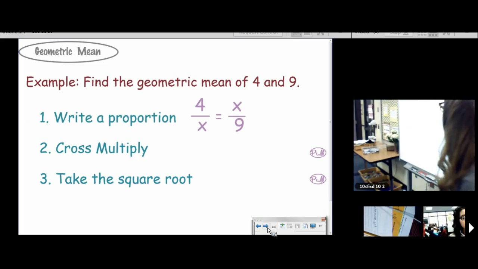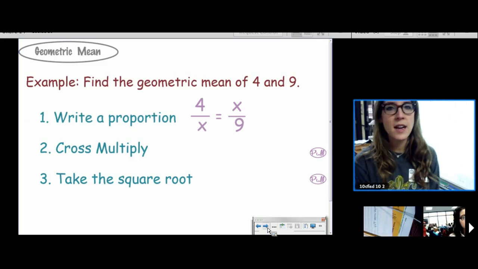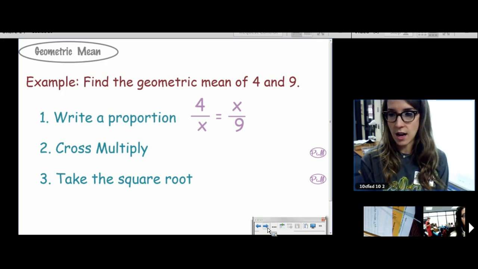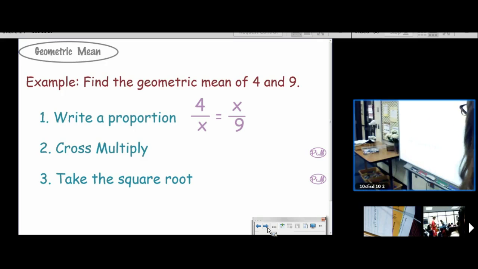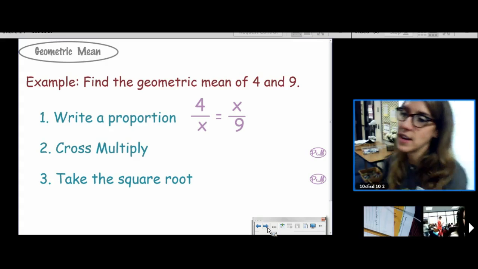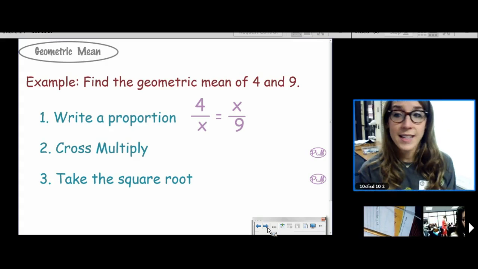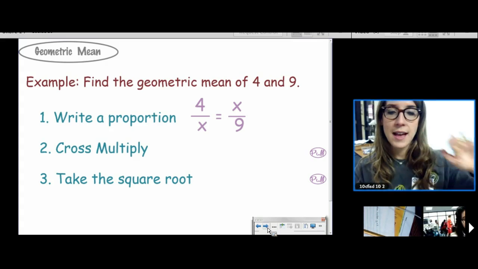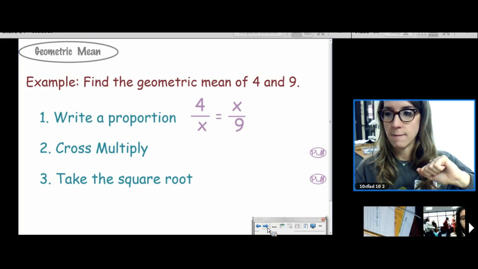All right, let's do an example. Find the geometric mean of the numbers 4 and 9. So the geometric mean, by definition, is the number x such that 4 divided by x equals x divided by 9.